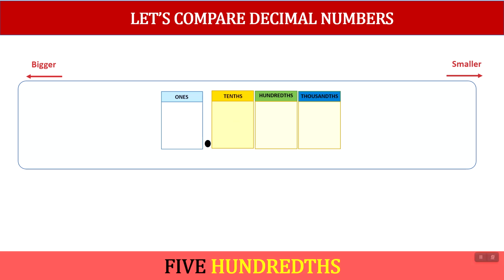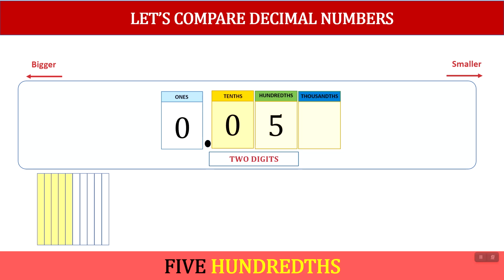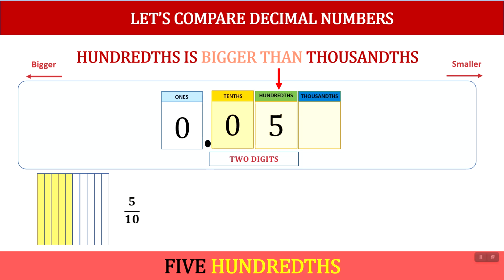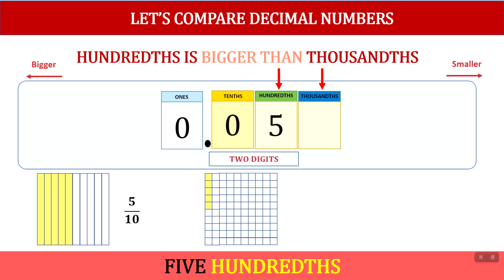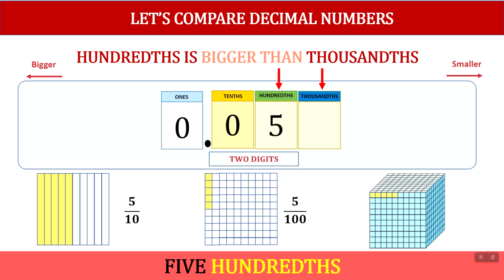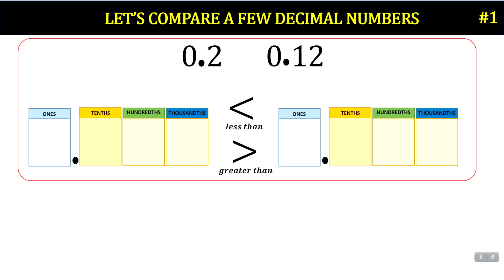We write a 5 in the hundredths column and we put zeros in the tenths and the ones. It contains 2 digits after the decimal. This is 5 tenths, and this is the hundredths column. Hundredths is bigger than thousandths. 5 hundredths is represented here, 5 out of 100. This is thousandths, and we see 5 out of 1,000 is even smaller than 5 out of 100.